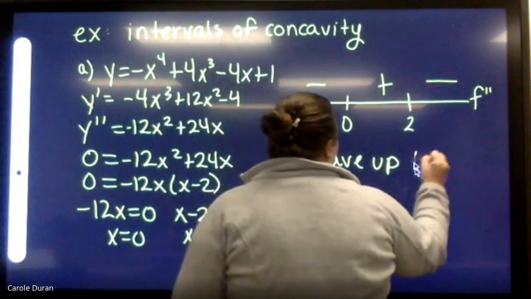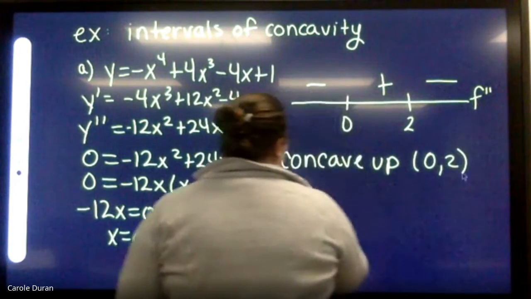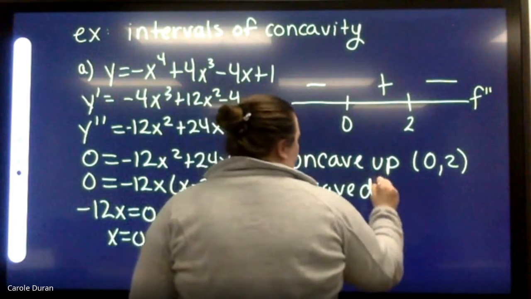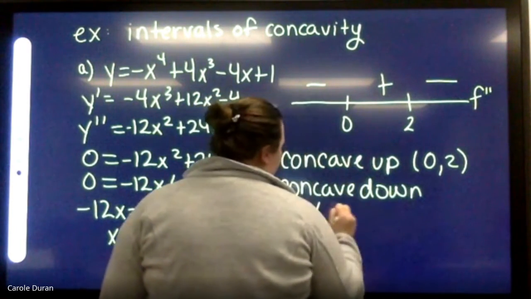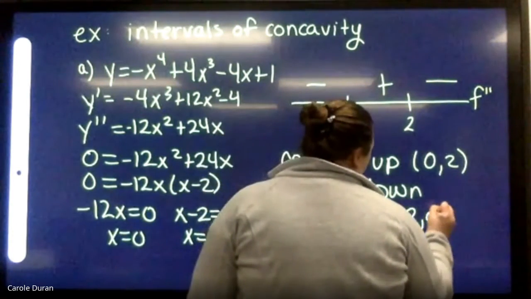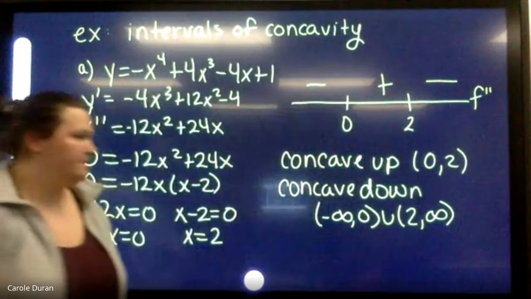So concave up was from 0 to 2. Concave down, we had 2 of them. The first one was negative infinity to 0, and the second one was 2 to infinity.